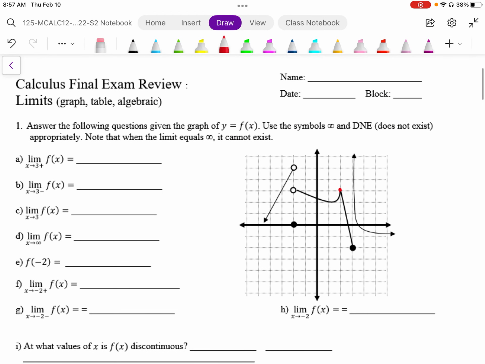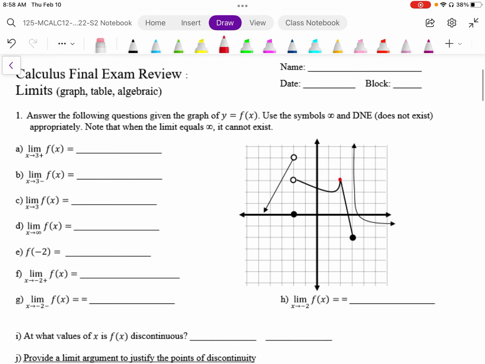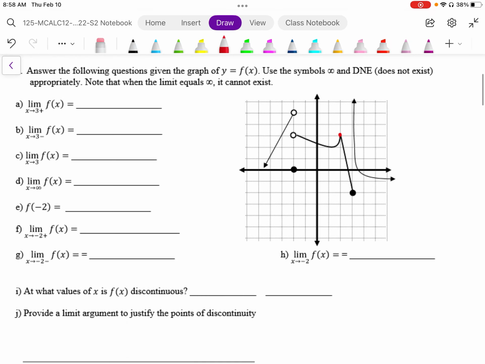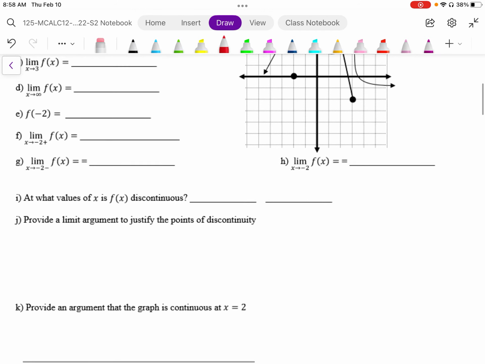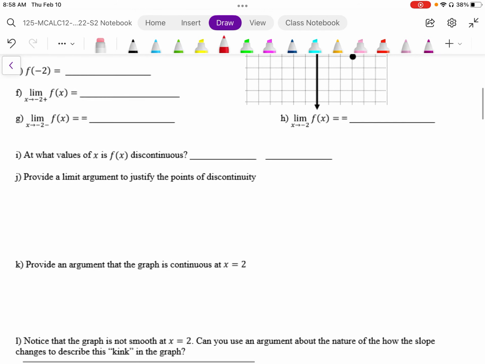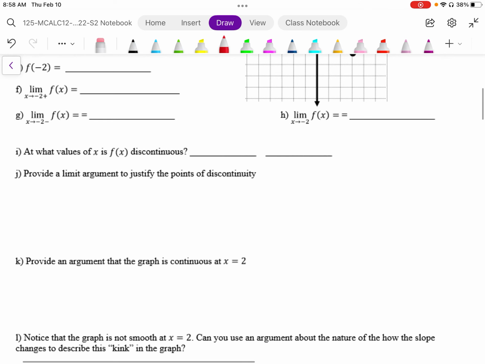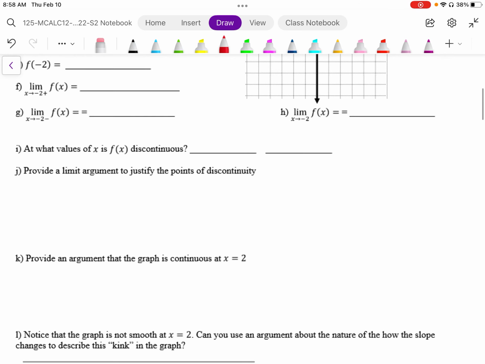So here we've been given a graph. We have a bunch of points where we have undefined points, discontinuities, kinks in the graph, and asymptotes. We're going to look at J. So we want to provide a limit argument to justify points of discontinuity.